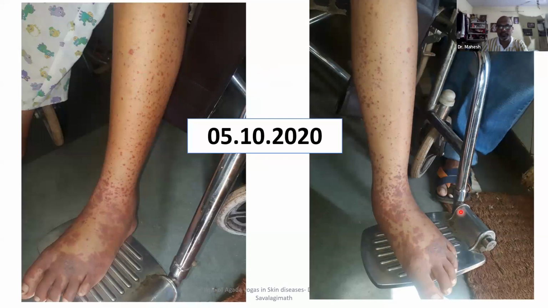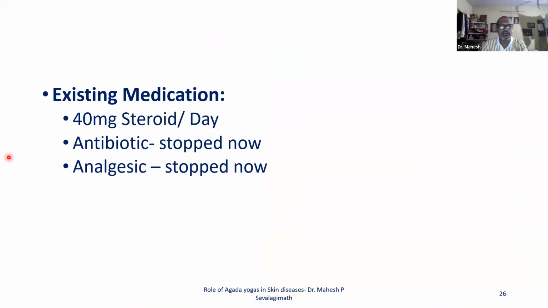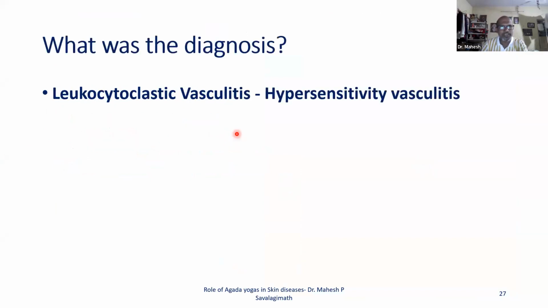It was diagnosed as leukocytoclastic vasculitis. She had this on both the legs. She was not able to walk. There was joint pain, edema. She had slight pain in the abdomen. As per the modern morphological diagnosis, it was correct, leukocytoclastic vasculitis. She had been treated with antibiotics, analgesics, and when she came to me, she was still on 40 mg steroids per day, maybe Wysolone, not sure. Okay, this was the diagnosis.